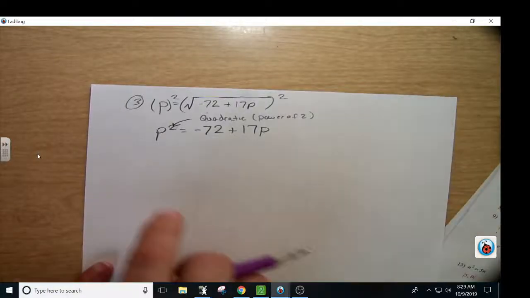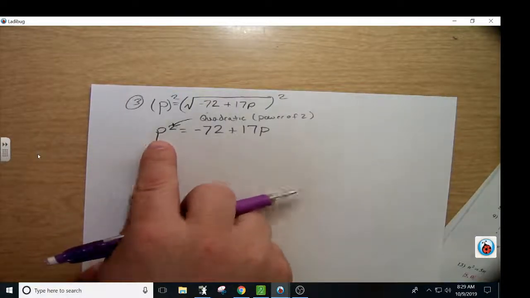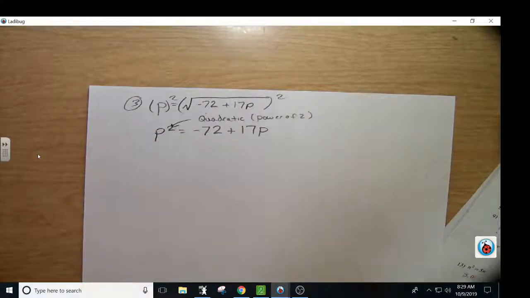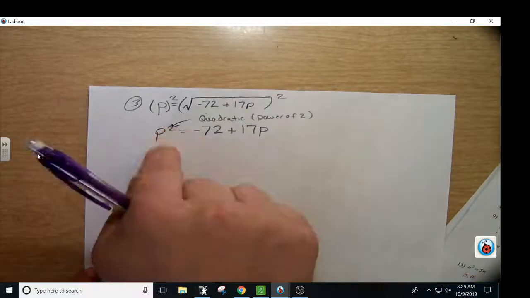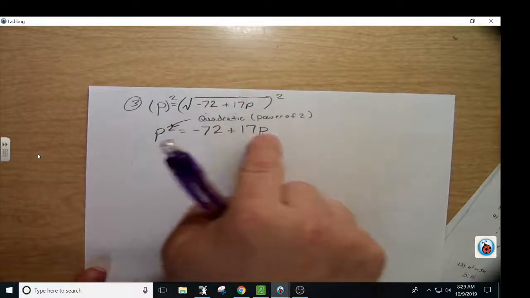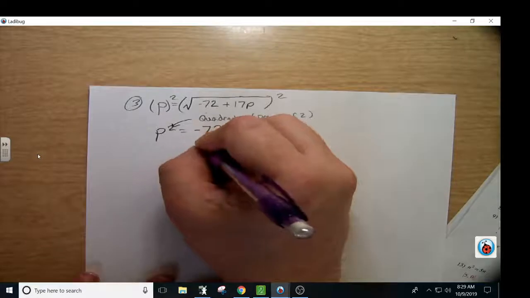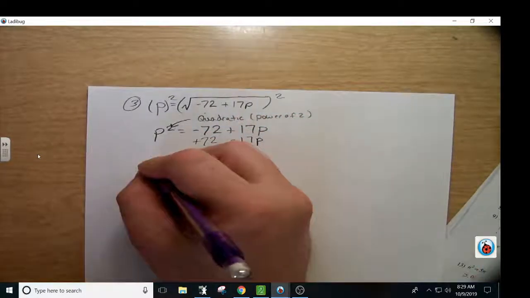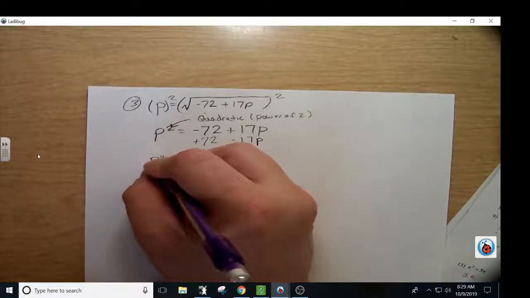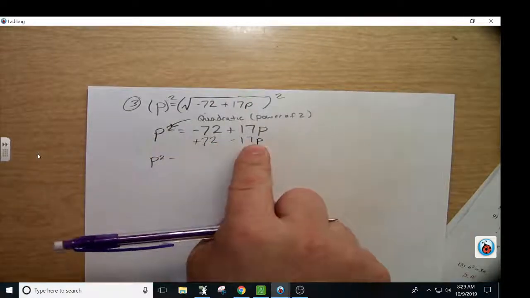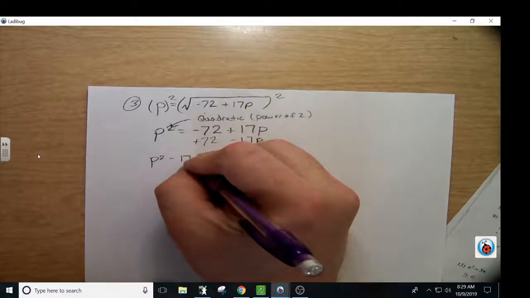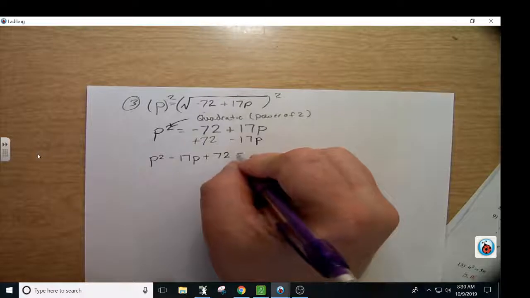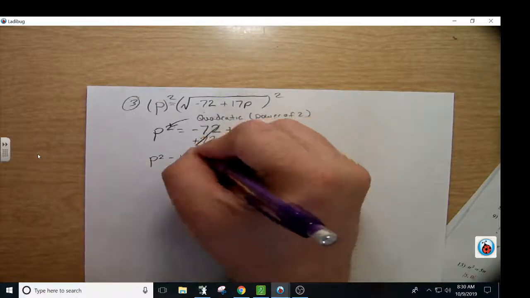Now, guys, if I've got a quadratic equation, what does one side have to equal to? 0, right? Now, guys, I want to keep this positive, so I'm going to move this stuff over. Okay, so I'm going to add 72. I'm going to subtract 17p. Okay, now what that looks like is this: p squared minus 17p plus 72, and it's now equal to 0. Because guys, that cancels out and that cancels out.